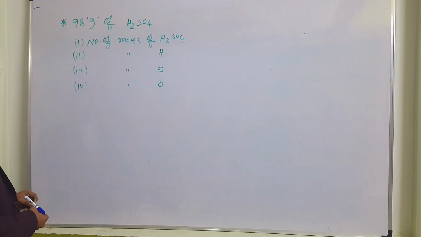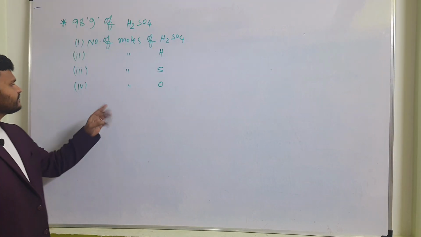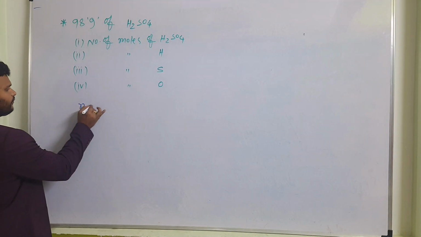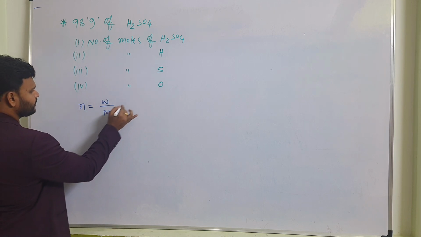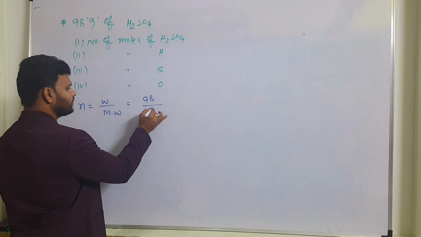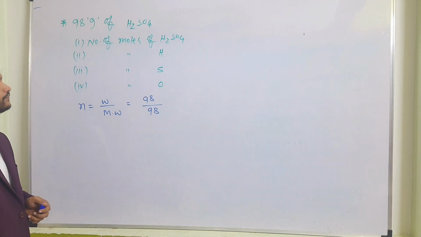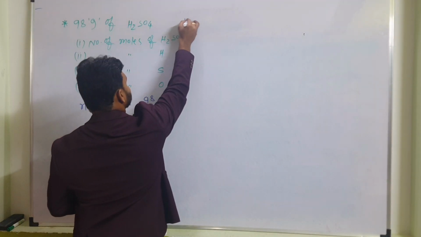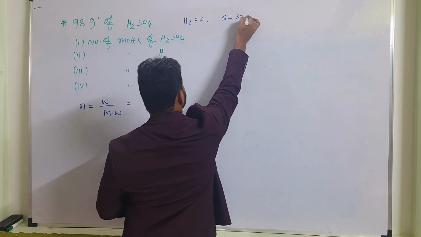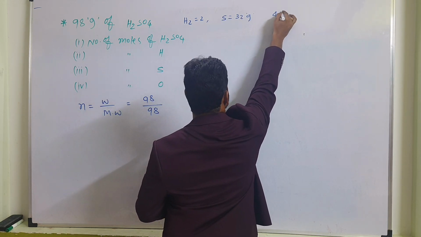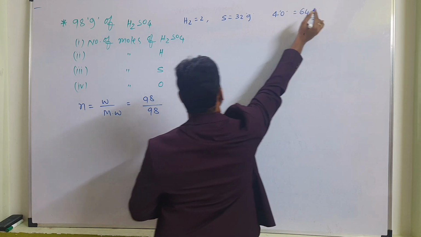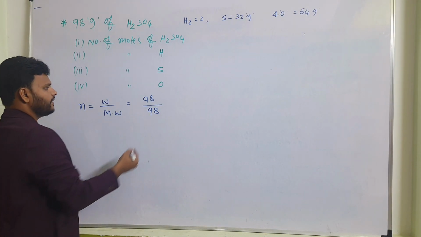Number of moles of H2SO4, number of moles of hydrogen, number of moles of sulfur, number of moles of oxygen. This is the formula: number of moles equal to weight by molecular weight, where the weight is 98 gram. What is the molecular weight of H2SO4? Coincidentally, that is also 98. H2, 2 gram. Sulfur, 32 gram. 4 oxygens, 4 into 16, total 64. Overall 98. So 98 by 98, 1 mole.